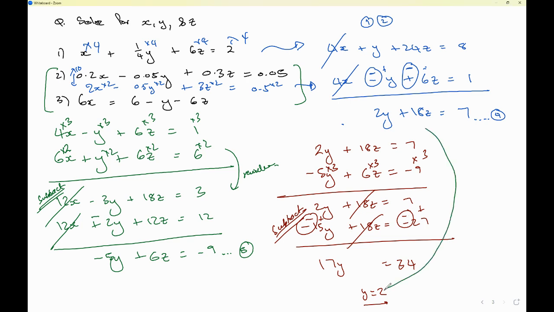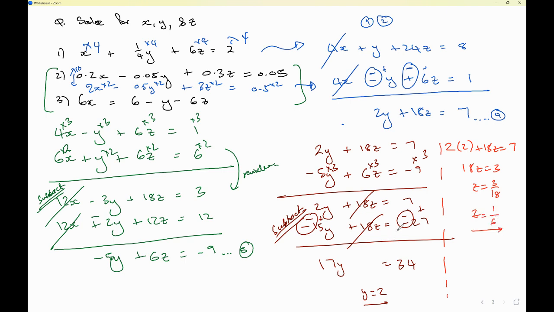So let's take the y, substitute back in there. Let's see if I've got space here. I've got 2 times 2 plus 18z equals 7. 2 times 2 is 4. 7 minus 4 is 3. 18z equals 3, so z equals 3 over 18. Z equals 1 over 6. And now I've got z and I've got y.